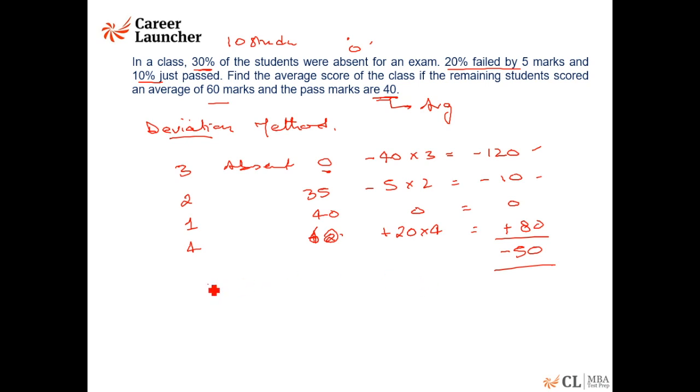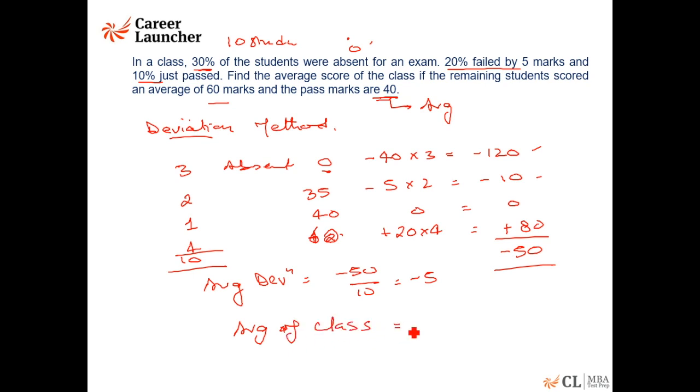Okay. So what is the average deviation? Average deviation will be minus 50 upon the total number of students, minus 5. So what is the average of the class? This will be assumed mean, which is 40. We assume the average to be 40, so assumed mean plus the average deviation. This will be assumed mean is 40, average deviation is minus 5, so equal to 35. So my answer to this question will be 35.